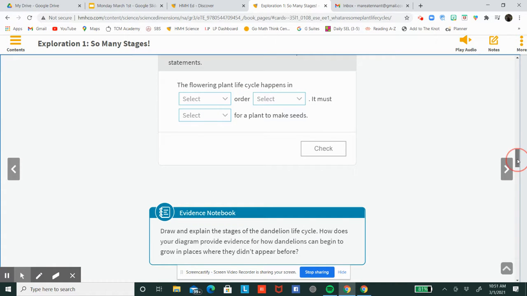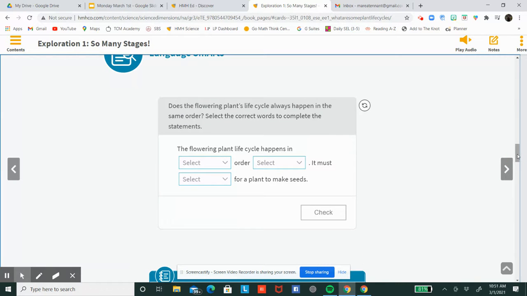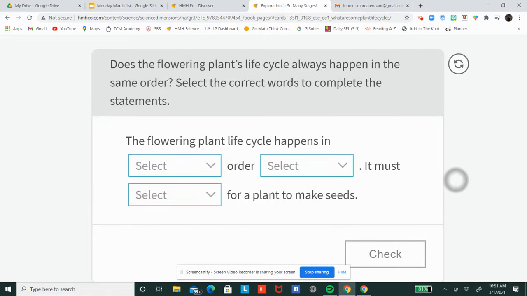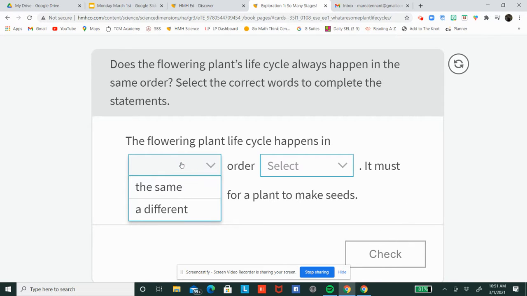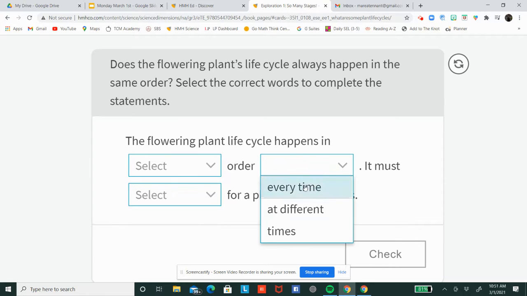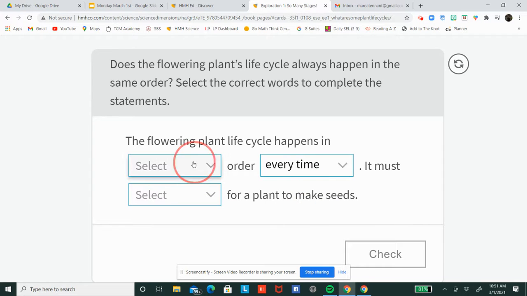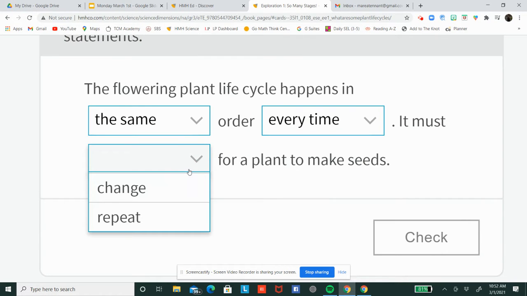And then your question on the bottom for number 3, it says, does the flowering plant's life cycle always happen in the same order? So I have a fill in the blank, but yours is writing a sentence. So you can copy this down once we go through it together. The flowering plant life cycle, does it happen the same order or a different order every time? Diego? It always happens in the same order. And it must change or repeat for a plant to make seeds. What would best fit? Marco?